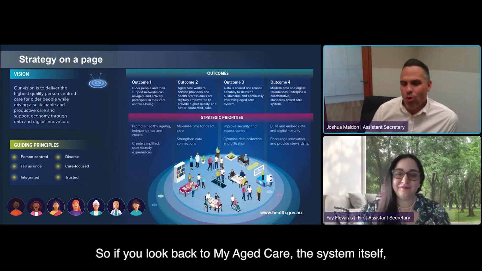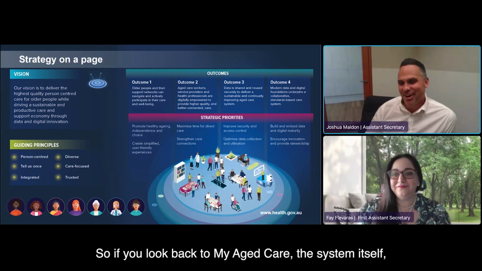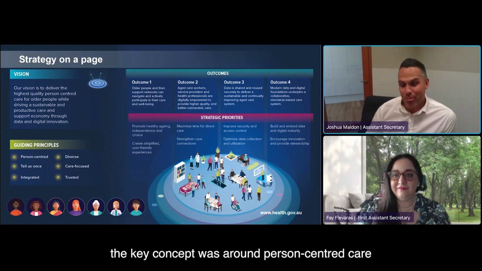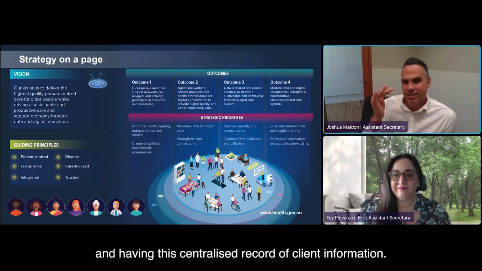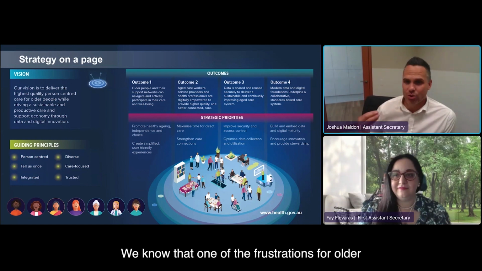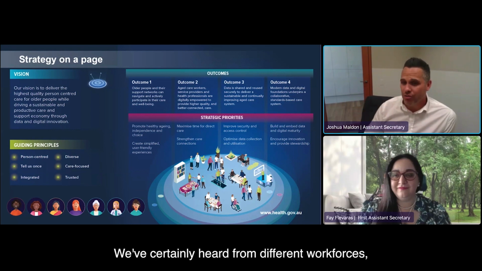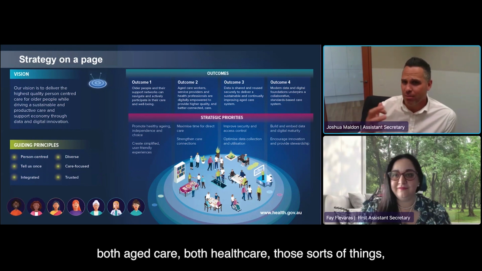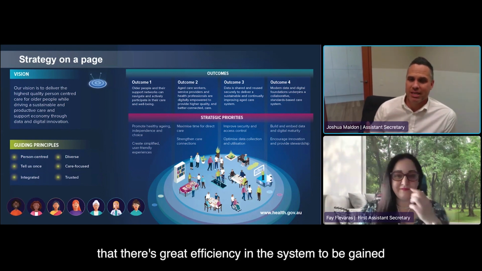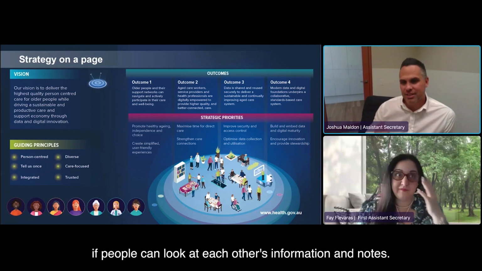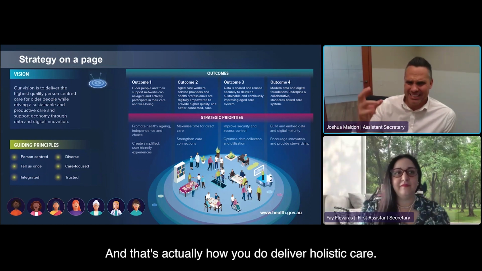So I think so. It's the whole concept. If you look back to my aged care, the system itself, the key concept was around person-centered care and having this centralised record of client information. We know that one of the frustrations for older Australians is they just want to be able to tell their story once. We've certainly heard from different workforces, both aged care and healthcare, that there's great efficiency in the system to be gained if people can look at each other's information and notes. And that's actually how you do deliver holistic care.